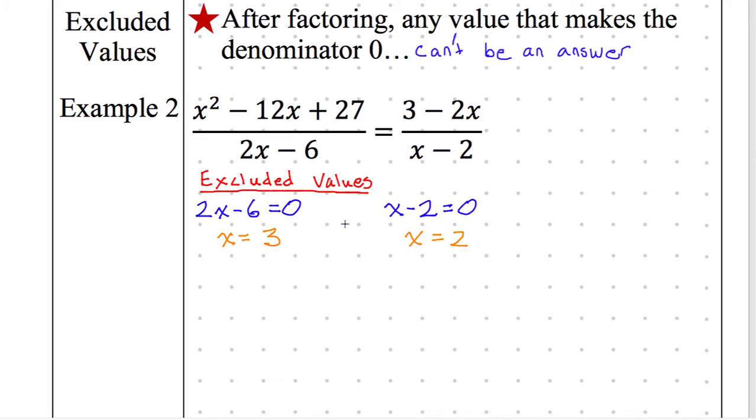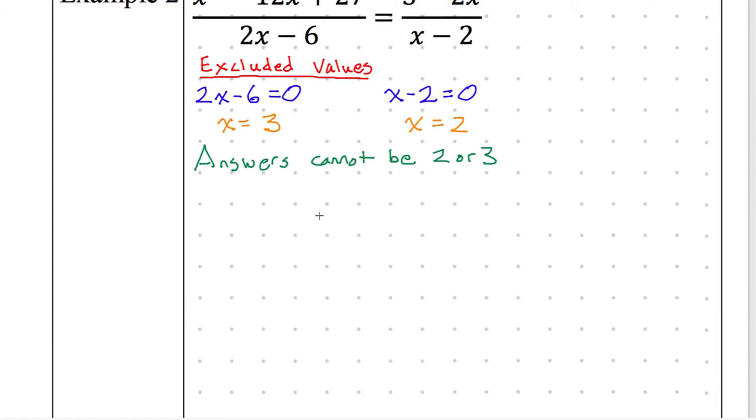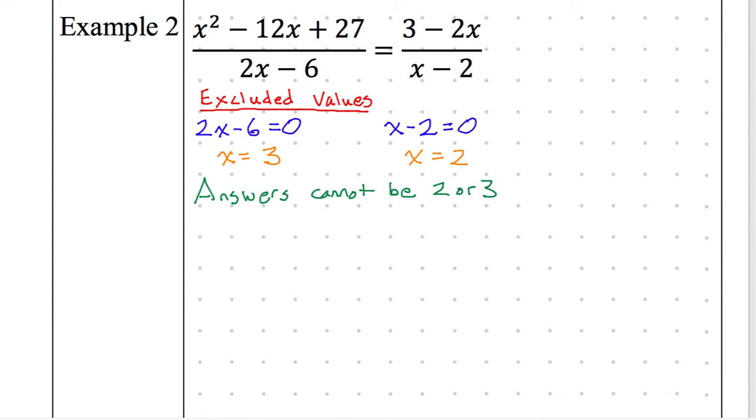Our answers cannot be. So we'll conclude here by saying, I'll do this in green, answers cannot be 2 or 3. If I get 2 or 3, cross them off. All right. I have room underneath, so I'm going to start down here and actually solve the problem now. All right, so now I'm solving. So we can just say that was our excluded values. Done. Now we're going to solve.